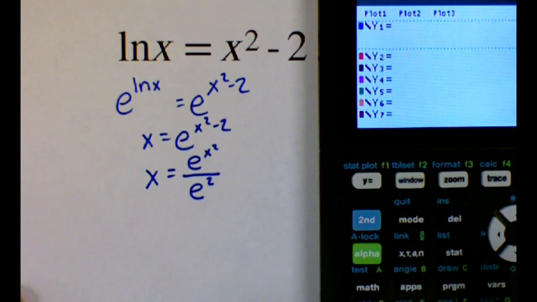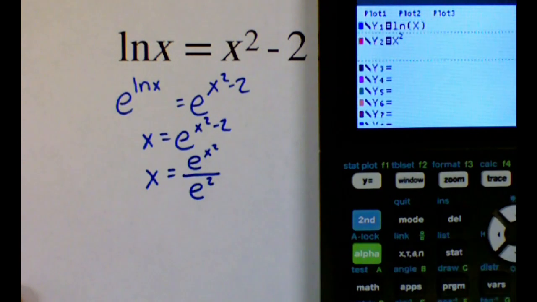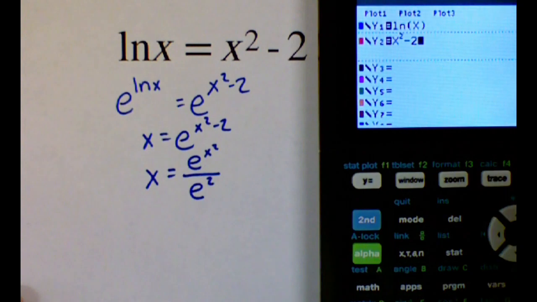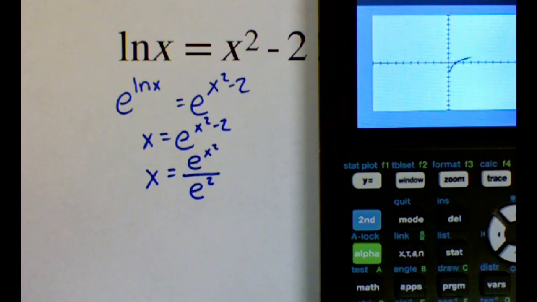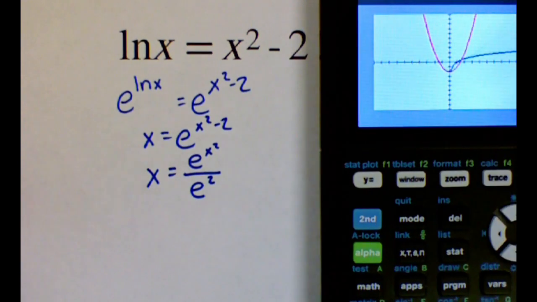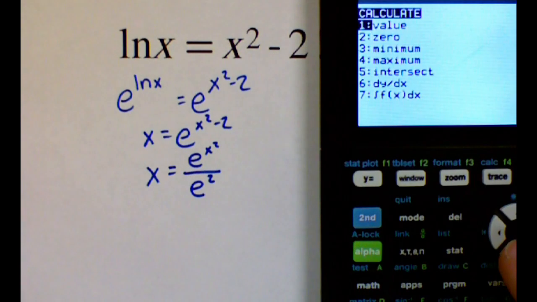Plot two different lines, natural log of x and x squared minus 2. Oh, and my window's all wonky. Zoom 6. We are looking for where these intersect. Well, they intersect, it looks like when x is 0, but we can't take a natural log of 0. So I'll second calculate, intersect.